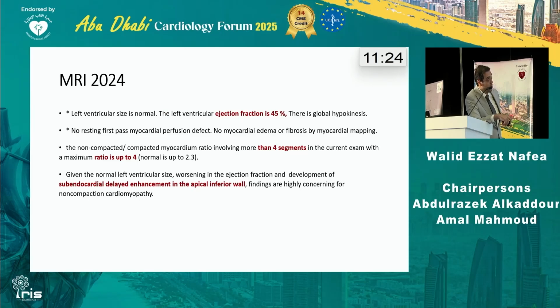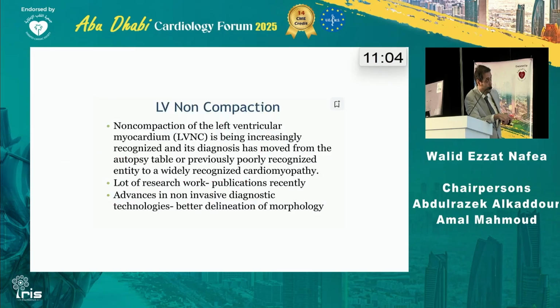So this is the MRI afterwards, which we saw. Ejection fraction dropped to 45%, and we have more than 4 segments involved, and actually the ratio was more than 2.3, as we will discuss later in the criteria of diagnosis. And the subendocardial delayed enhancement was evident in the follow-up 2024 study.